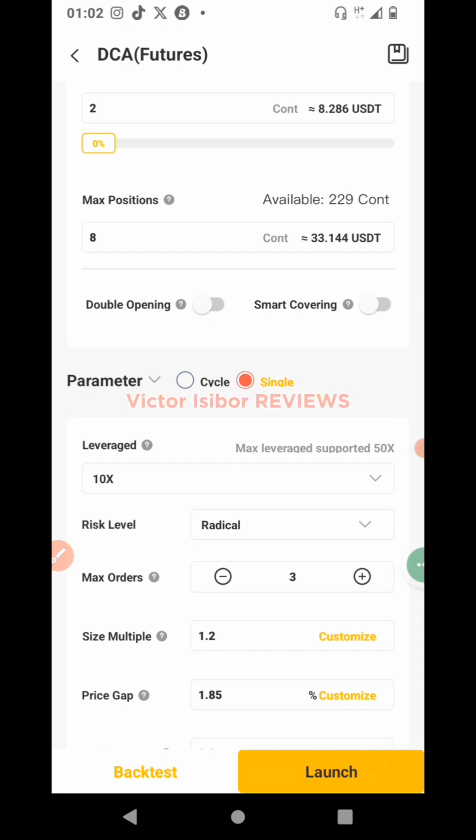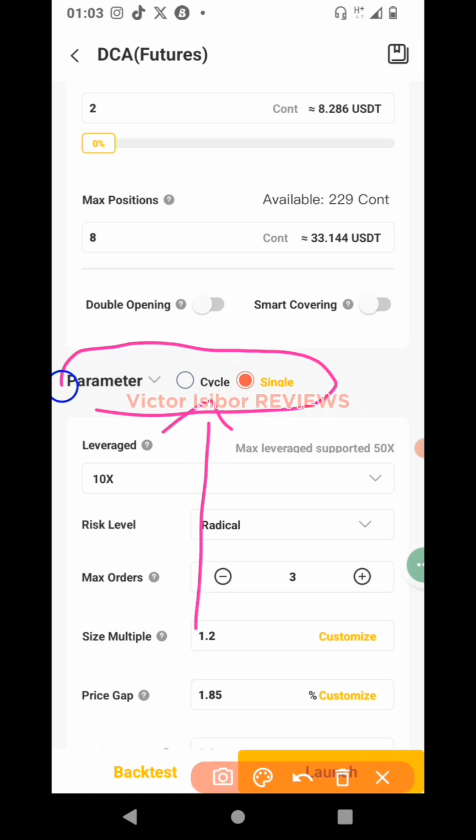What it means is that it goes into the market, takes profit, comes out, goes into the market again, takes profit, comes out, goes in a third time, takes profit, comes out. After which, what you put in your parameter will decide what the robot will do after taking all 3 orders. Right now it's on single. Single, as the name implies, means when you go into the market and you take these 3 orders, leave the market. Cycle says after you take these 3 orders, start all over again on a cycle.